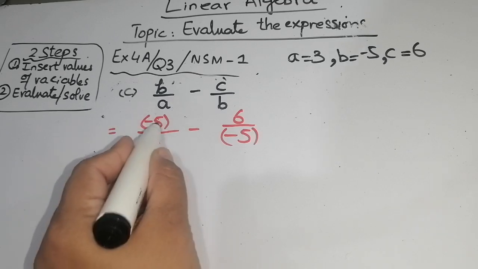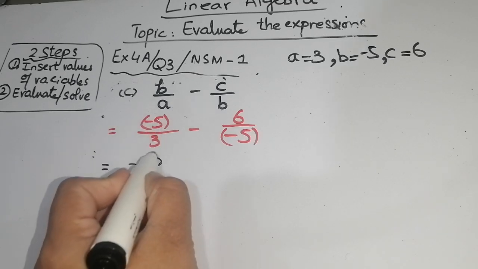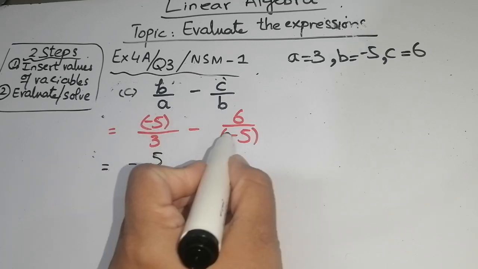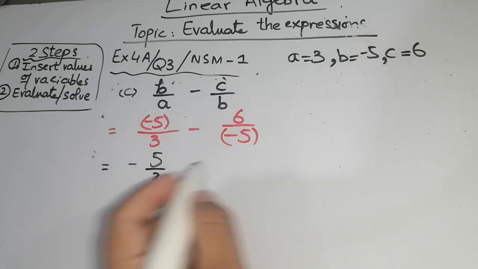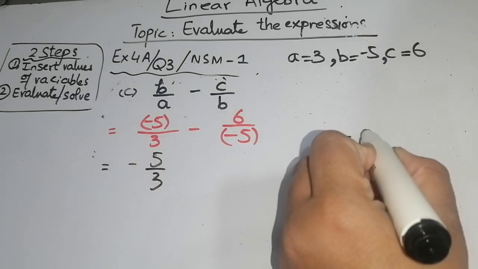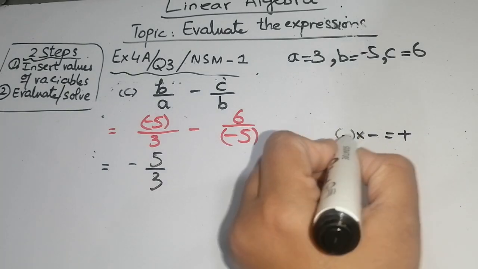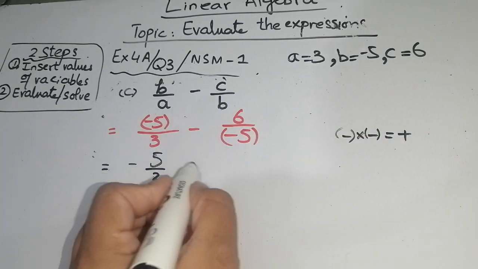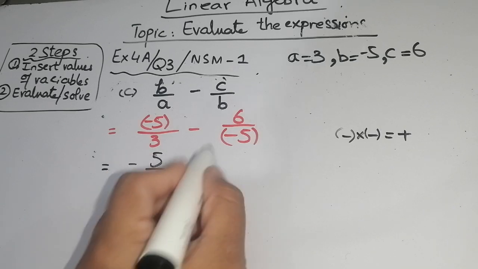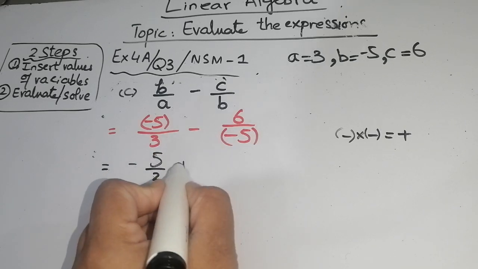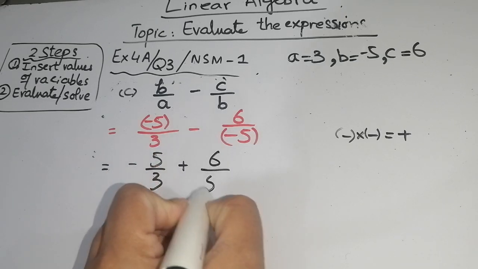We will open all the brackets. This will be minus 5 by 3, and this minus and this minus, two minus when multiplied together, it's a plus sign. We have already discussed it in the operations of integers. So this will be plus 6 by 5.